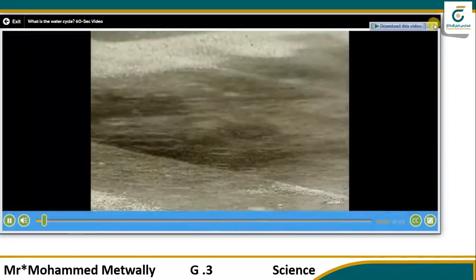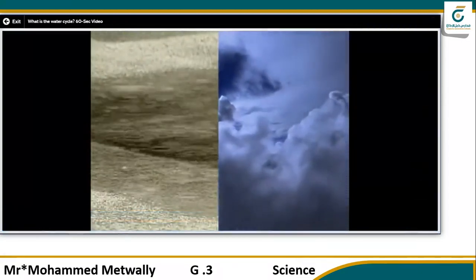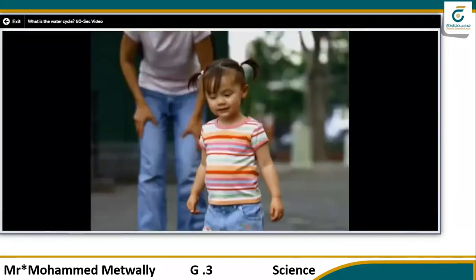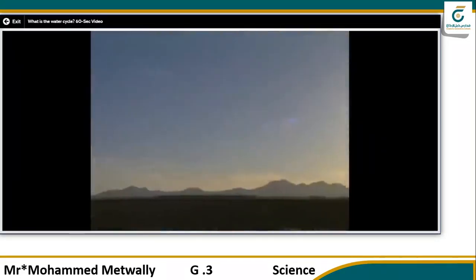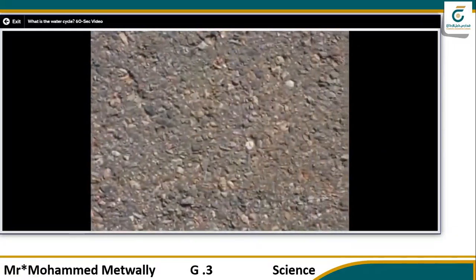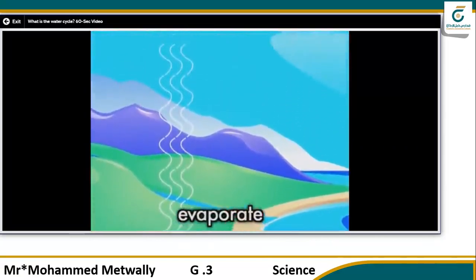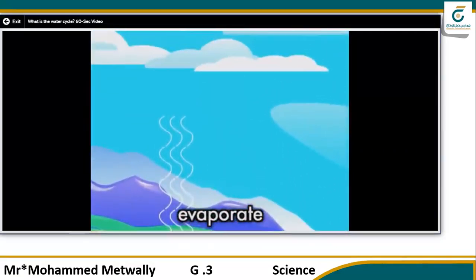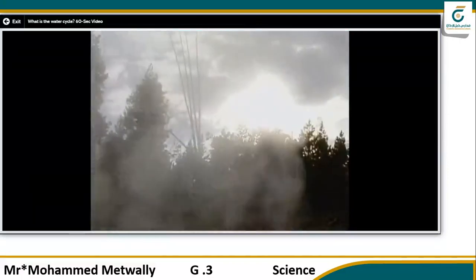What do puddles, rain, and clouds all have in common? They are all part of the water cycle. Have you ever noticed when it rains, puddles of water form on the ground? But when the sun comes out, they slowly go away. Where does the water go? The water in the puddles evaporates. Evaporate means to change from a liquid to a gas. The heat from the sun changed the liquid water into water vapor.